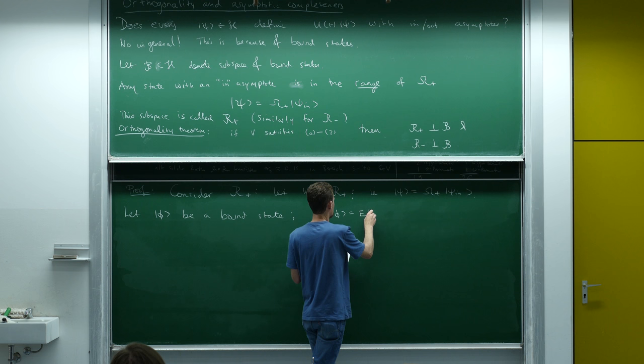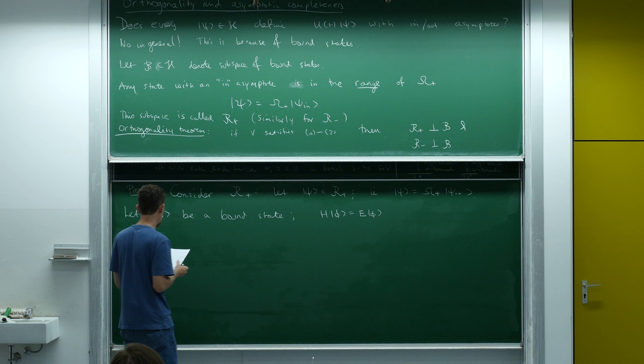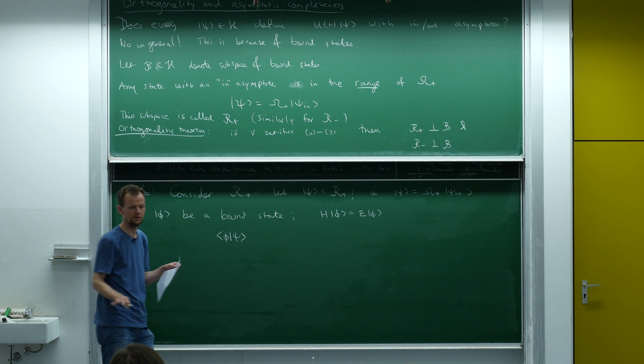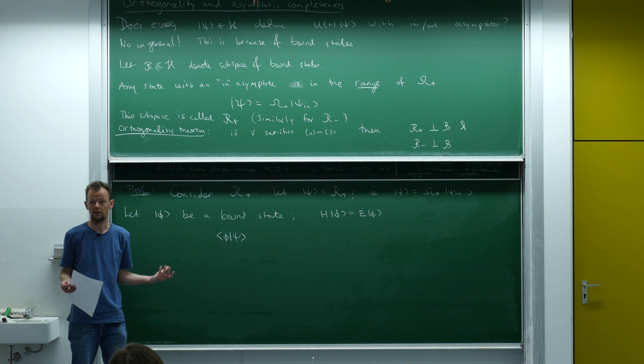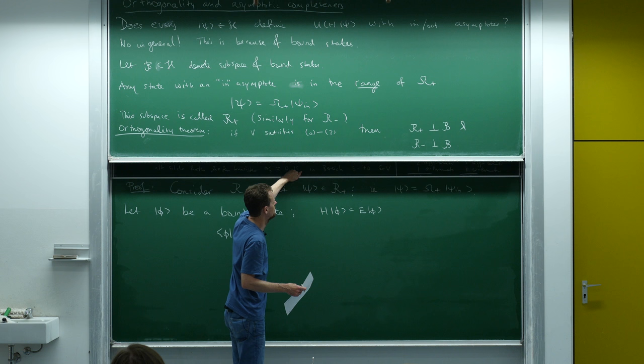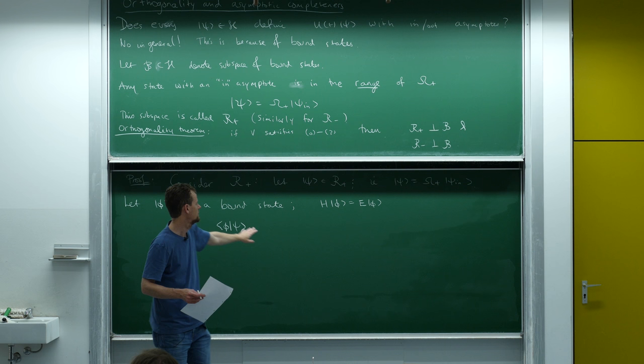Let phi be a bound state, an eigenstate of the Hamiltonian with eigenvalue E. The argument will follow with a linear combination argument. Let's just consider the overlap between phi and psi. Psi is the asymptote of the full trajectory, psi in is the asymptote of the free trajectory. What's the overlap between psi and phi? Let's have a look.